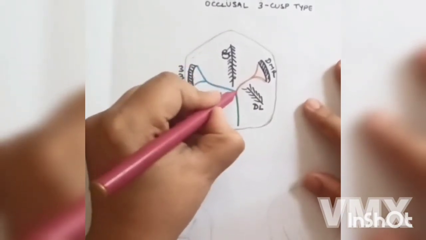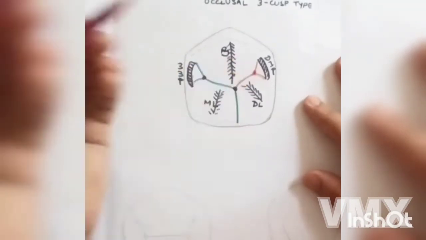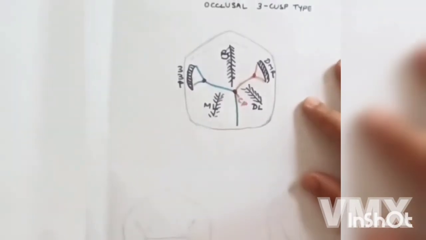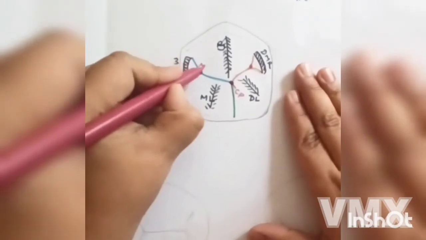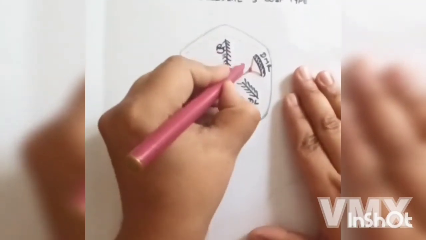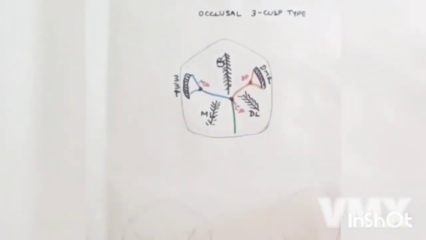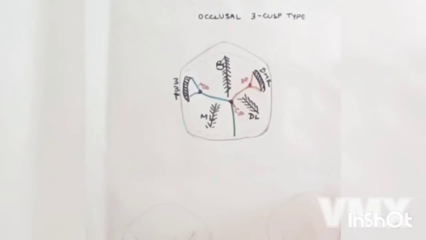Now there are some pits here, here, and here. So this pit is called the central pit, which is in the center of the occlusal surface. This pit will be the mesial pit and this pit will be the distal pit. The central pit is formed where the developmental grooves separating the cusps meet at the center of the occlusal surface. Then the mesial pit is in the mesial triangular fossa. The distal pit is in the distal triangular fossa.